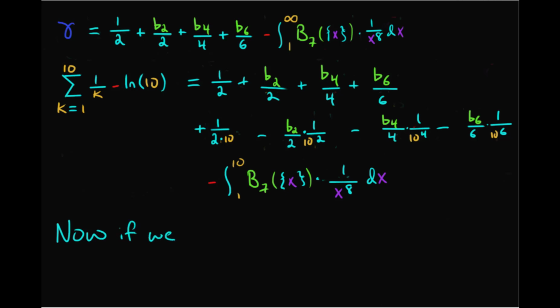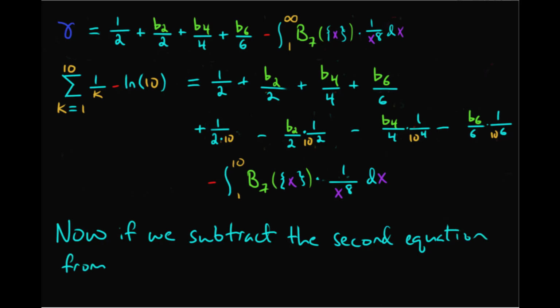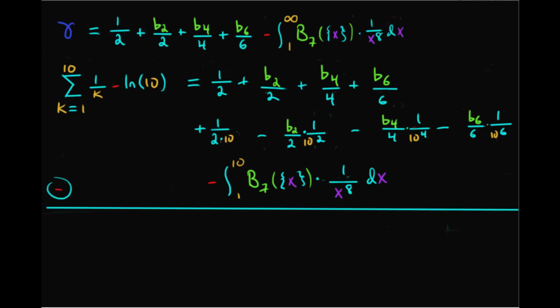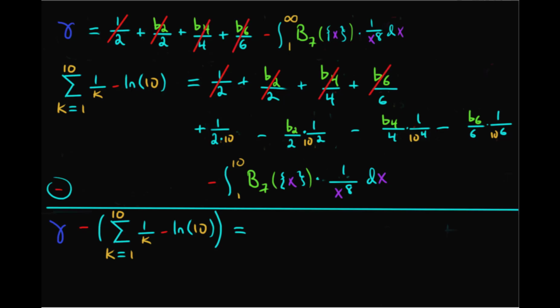And now this is really the key step. We're going to subtract the second equation from the first equation. So when we do that, we have gamma minus, open parenthesis, the sum from k equals 1 to 10 of 1 over k, minus log 10, close parenthesis, equals. And now all of these terms cancel: 1/2, b sub 2 over 2, b sub 4 over 4, b sub 6 over 6. Those terms all cancel out. And then on the right-hand side, we have minus 1 over 2 times 10, so minus 1 over 20, and then plus b sub 2 over 2 times 10 squared, so plus b sub 2 over 200, then plus b sub 4 over 40,000, and then plus b sub 6 over 6 million.